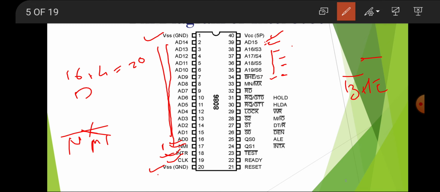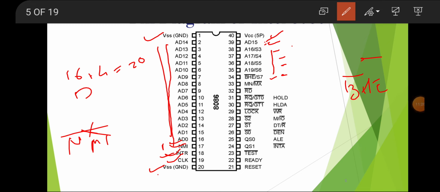Now we have already explained pin number 20, that is the ground. Next, we are coming to pin number 40, which is used as VCC. Pin 39 is nothing but the data and address, combinedly A and D. So 38 and 37, 36 and 35.